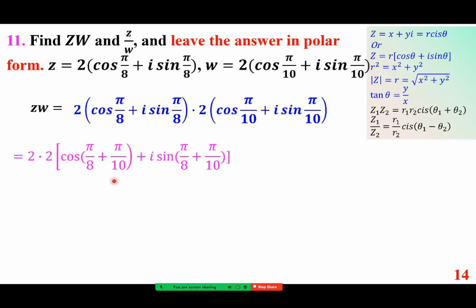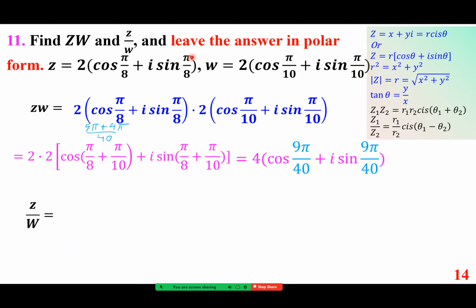Now let's add pi over 8 and pi over 10. Their common denominator is 40. So 40 divided by 8 is 5 pi, 40 divided by 10 is 4 pi, so we get 9 pi over 40. So 4 cis 9 pi over 40. And we're going to leave it in polar form. Let's do the division.